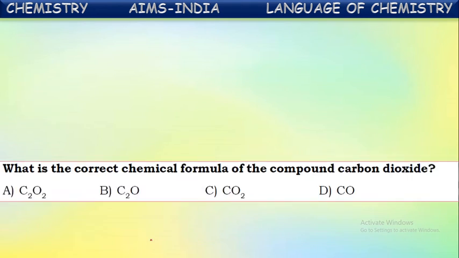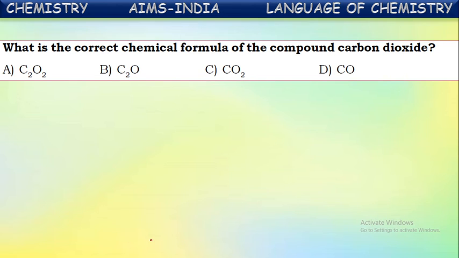Okay, next. What is the correct chemical formula of the compound carbon dioxide? If you observe, the first non-metal is carbon, and the second one is ox, which represents oxygen, and both are non-metals as it is oxide. And next, dioxide represents two atoms of oxygen. So it is 2. CO2 is the chemical formula of the compound carbon dioxide. Okay, CO2. Where is it? Here.